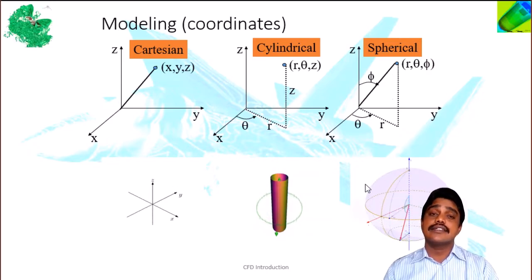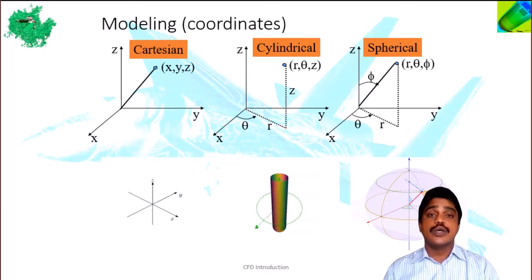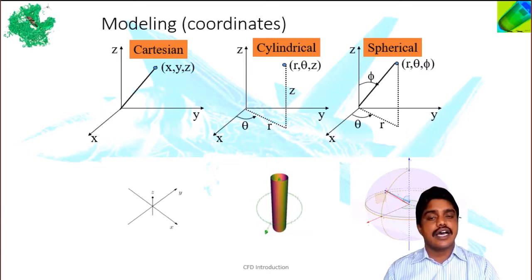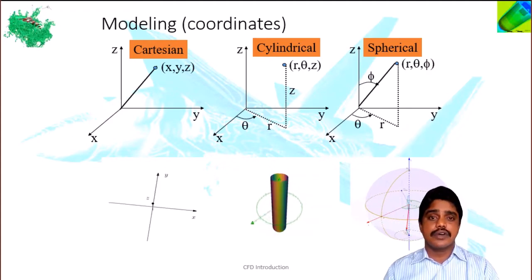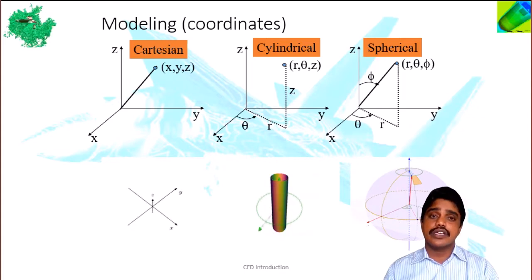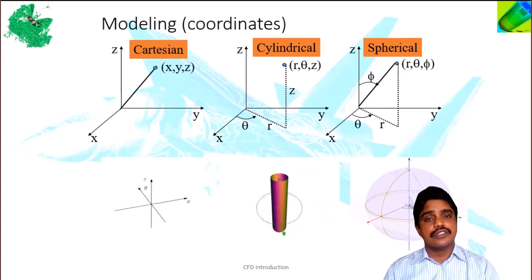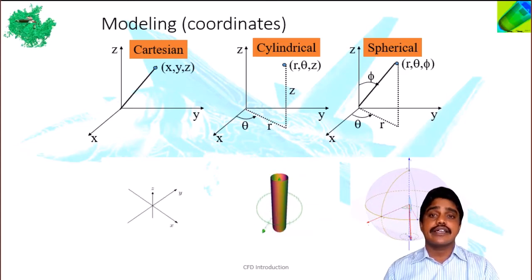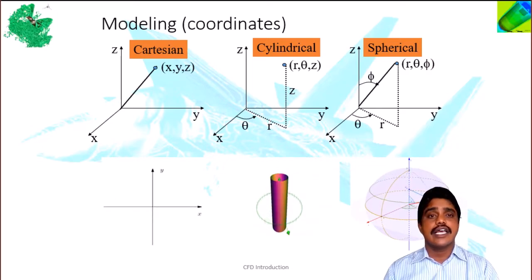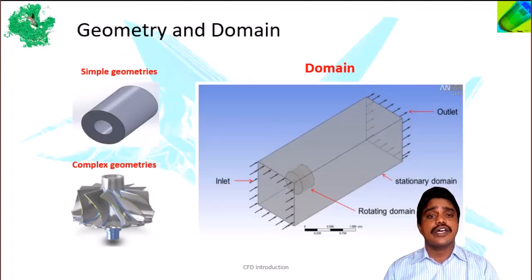And the third type is the spherical coordinate system, where the coordinates are r, theta and phi. The Cartesian system uses x, y, z. The spherical coordinate system uses r, theta, phi. The cylindrical coordinate system uses r, theta, z. And the rectangular coordinate system uses x, y, z. As you can see on screen, they have been animated, and we can see how they are presented.